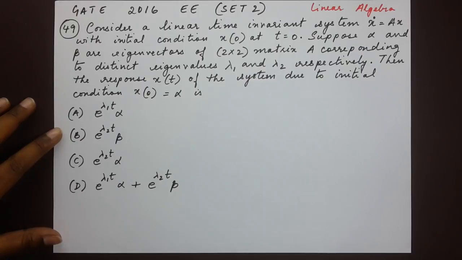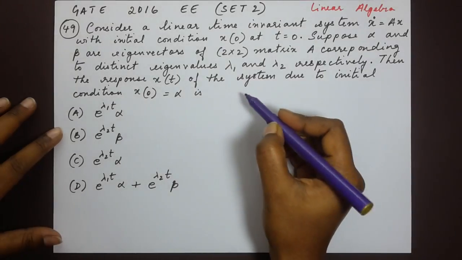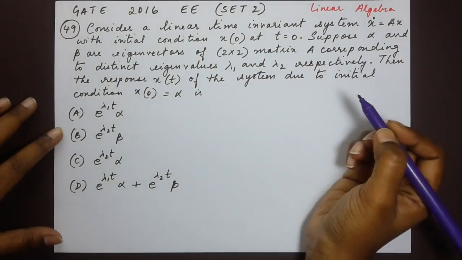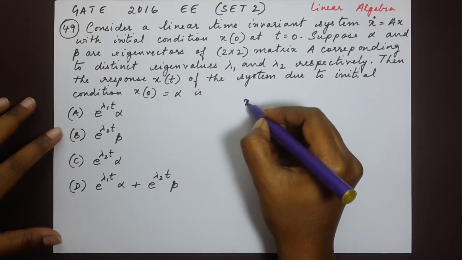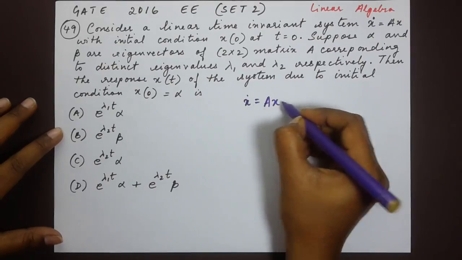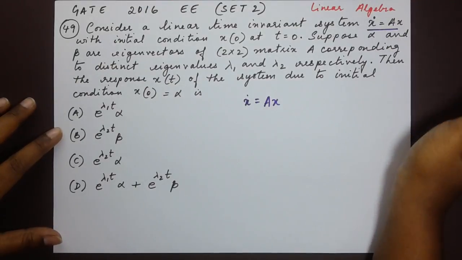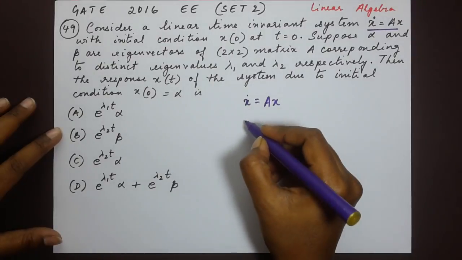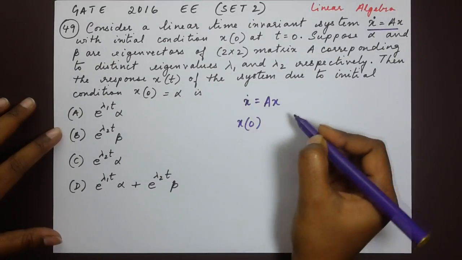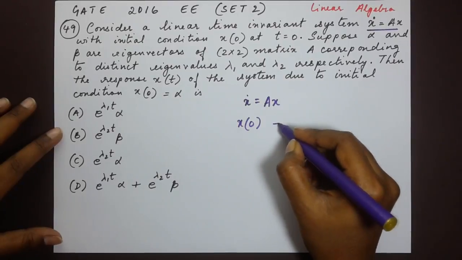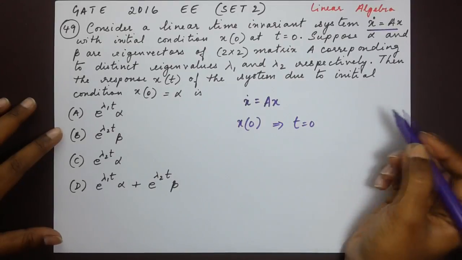Now since the options are in terms of e power lambda t, that should give us a clue of how we have to form our 2 by 2 matrix. Okay, so the first step, let's note down what's given to us. We have been given the system is x dot is equal to Ax. So that's our first thing. Next we have the initial condition x of 0 at the time t is equal to 0.